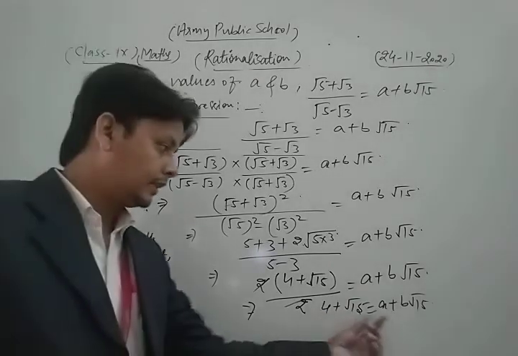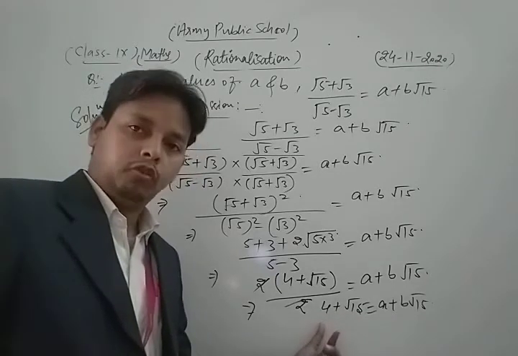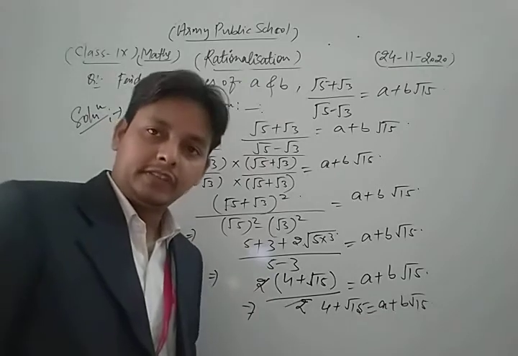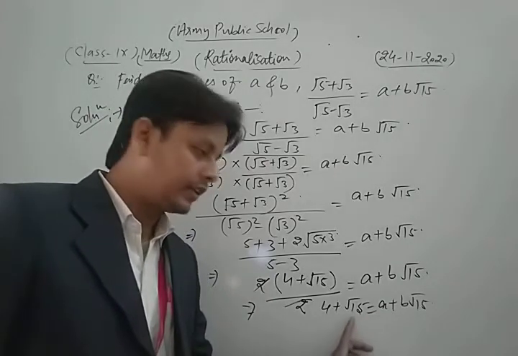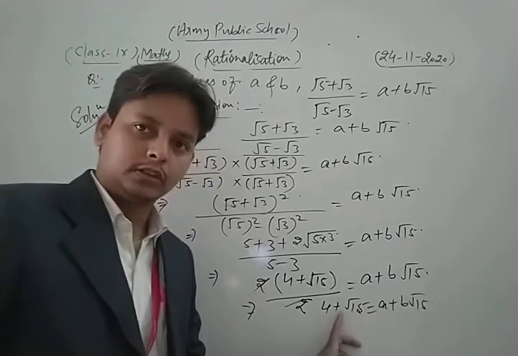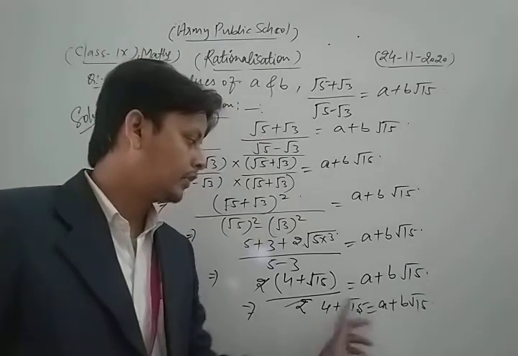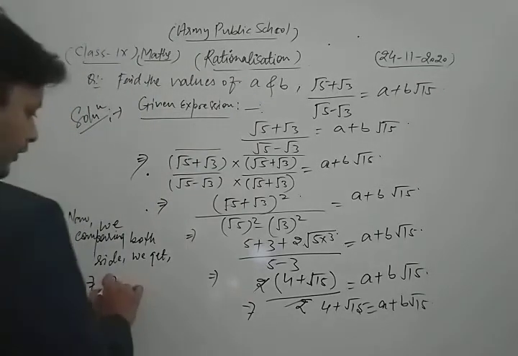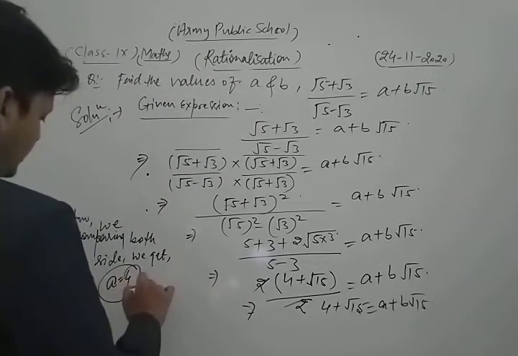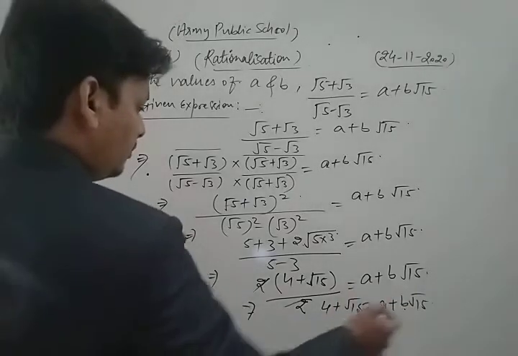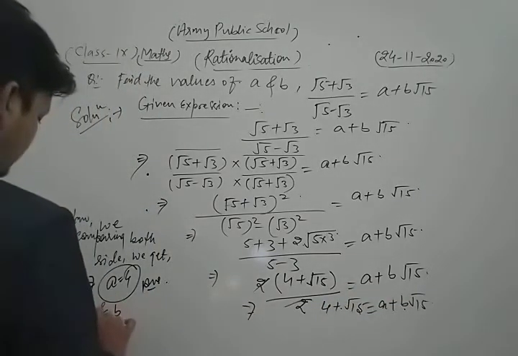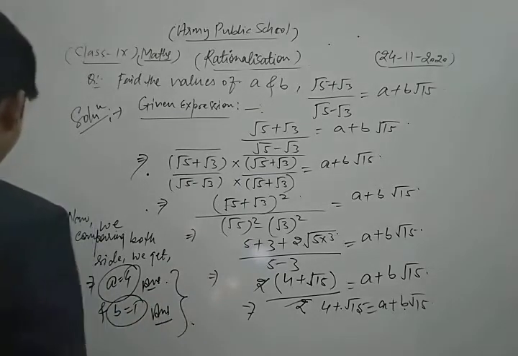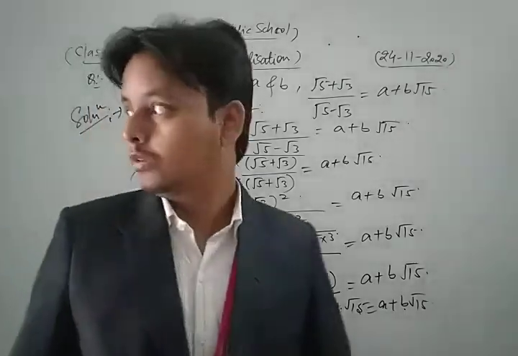Now what we get, let's see. The value of a is what? 4, and the value of b is what? 1, because b is the coefficient of under root 15. So here under root 15 is there and its coefficient is 1. Thus the value of a is 4 and the value of b is 1. Okay? So the value of a is 4, this is one answer, and the value of b is 1. This is our required solution of the given question, okay?